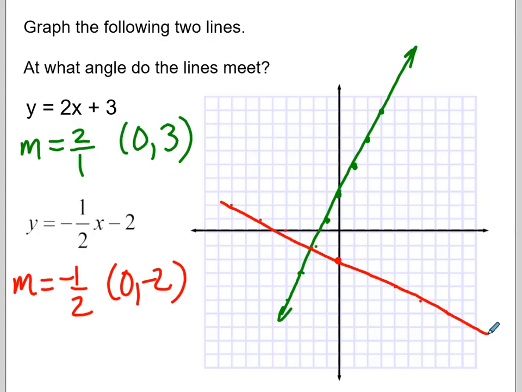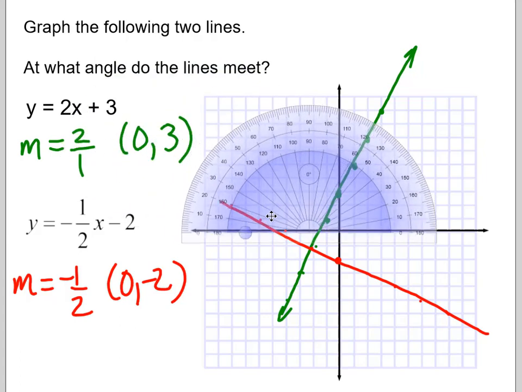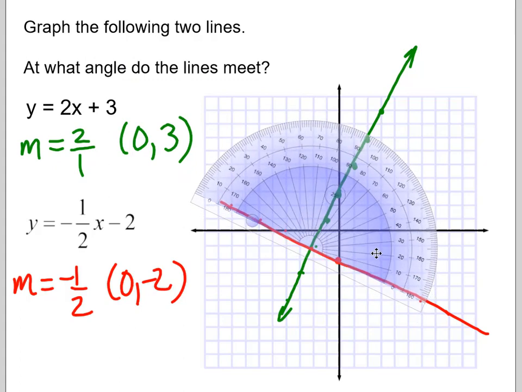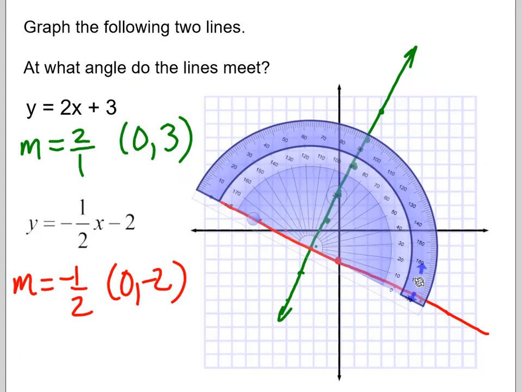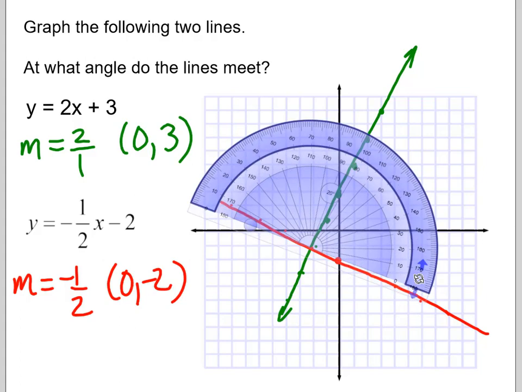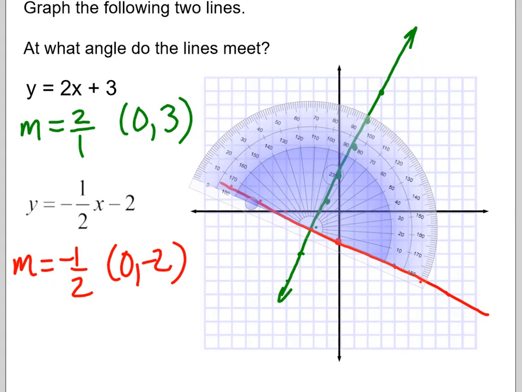If I grab my protractor, let's see if I can make this work relatively quickly. If I've done a decent job graphing, not too bad, a little off, but by freehand, I can live with it. What we should see is those two lines meet at 90 degrees. Okay, so they intersect at 90 degrees, which means they're perpendicular.